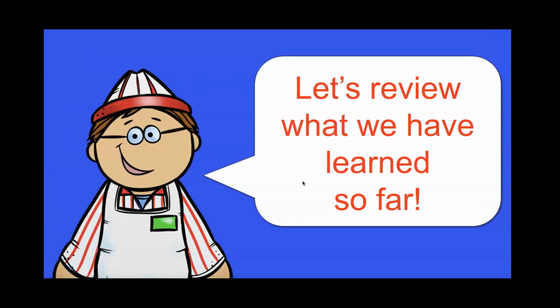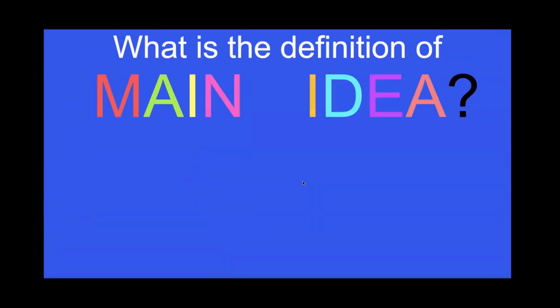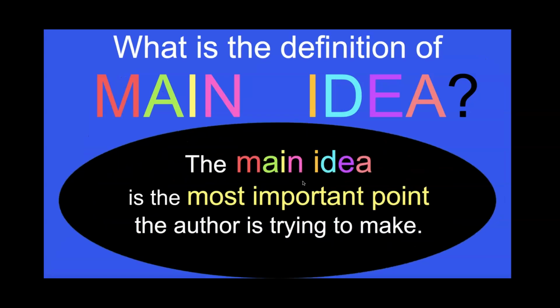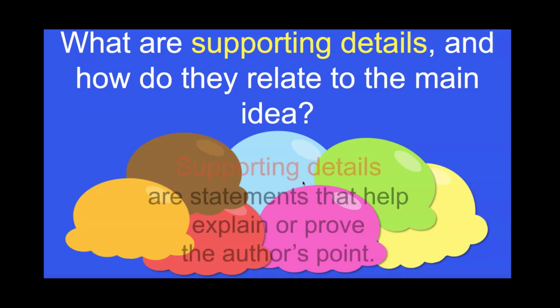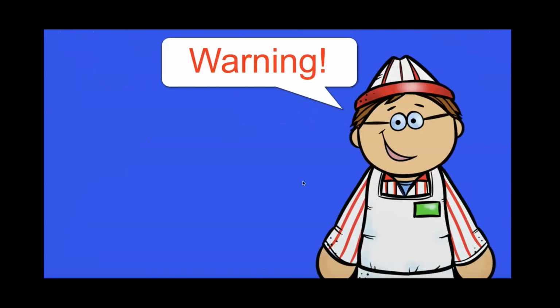So let's review what we've learned so far. All right. So what is the definition of main idea? Main idea is the most important point that the author is trying to make. What are supporting details and how do they relate to the main idea? Well, supporting details are statements that help explain or prove the author's point.